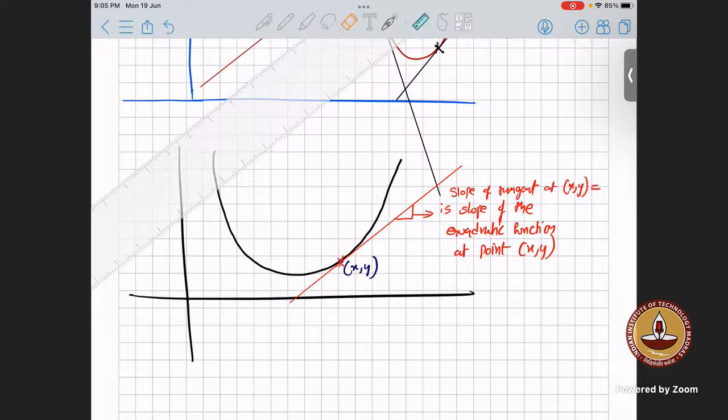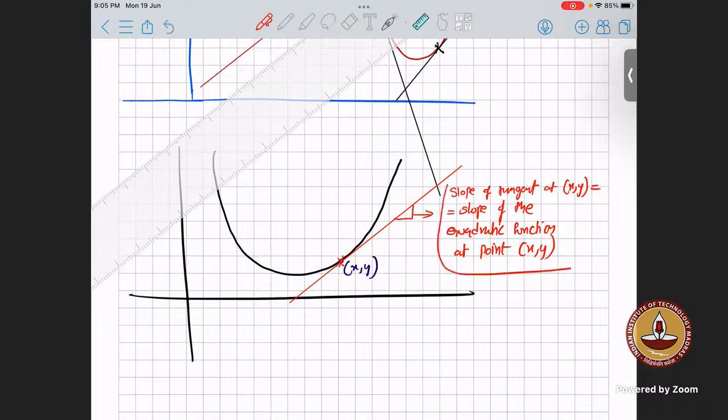Agree? The slope of the tangent at x comma y is equal to the slope of the quadratic function at point x comma y. This is the main important thing.